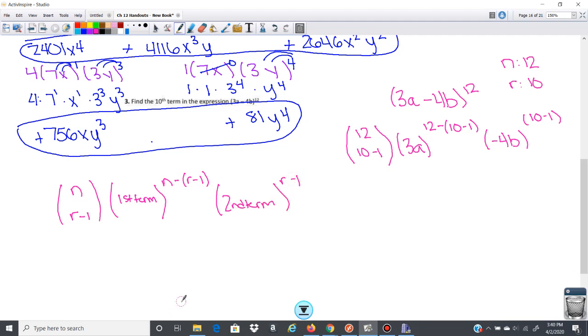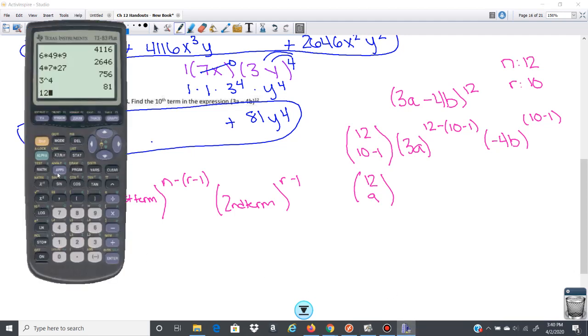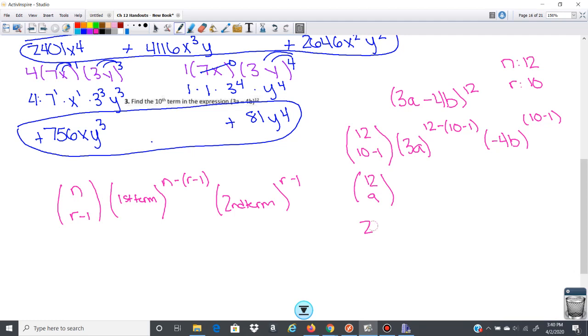Okay, so this is going to be 12c9 for our binomial coefficient, so let's go ahead and find that. So 12 nCr 9, so 220. Okay, this is going to be, let's see, 10 minus 1 is 9, 12 minus 9 is 3, so this is 3a cubed, which means that's going to be 3 cubed a cubed. And then that's to the 9th, so this is negative 4b to the 9th, so negative 4 to the 9th, b to the 9th.